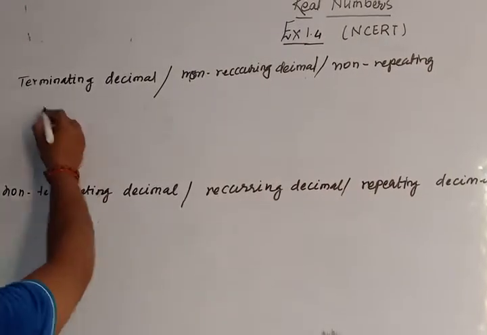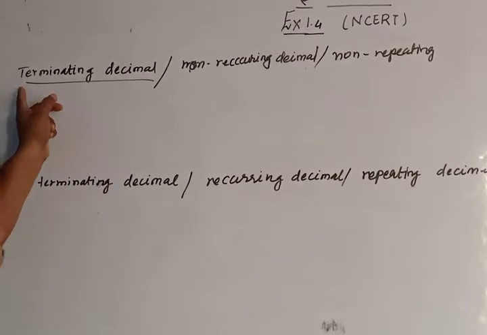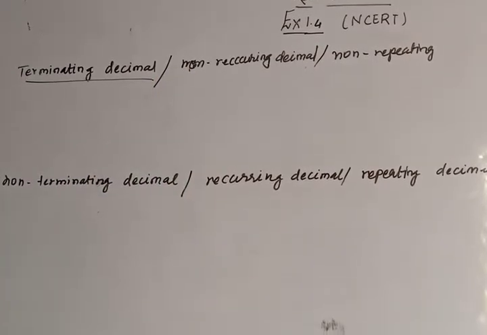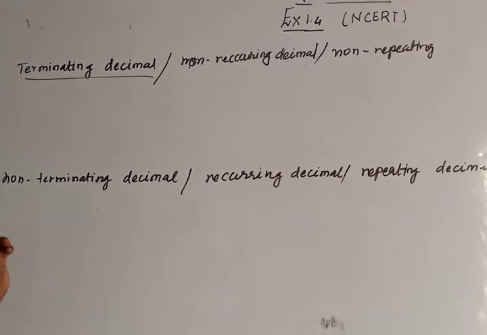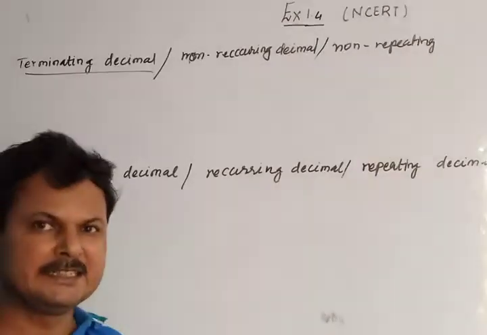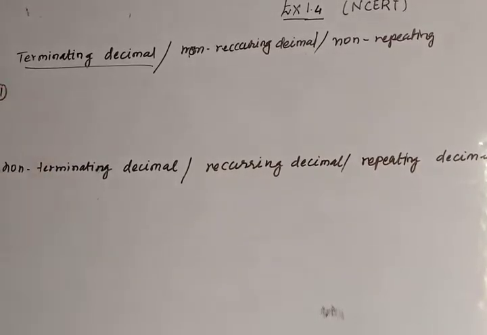What is terminating? The decimal expansion which is terminating will be said non-recurring also, non-repeating also. If the decimal expansion of a rational number is non-terminating, it can be said recurring decimal also, repeating decimal also. First of all, we try to understand.